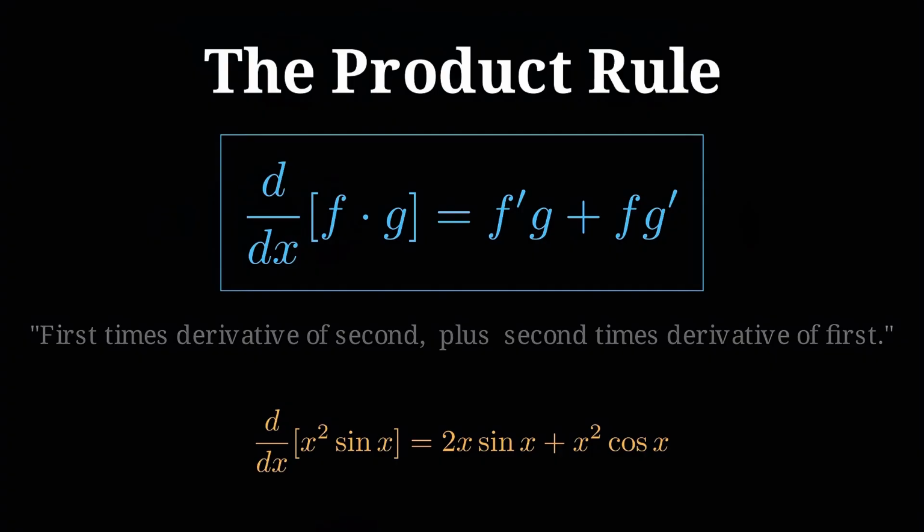The derivative of f times g equals f prime times g plus f times g prime. Memory phrase: first times derivative of second plus second times derivative of first. For example, the derivative of x squared times sine x equals 2x sine x plus x squared cosine x. The first term comes from differentiating x squared while keeping sine x, and the second from keeping x squared while differentiating sine x.